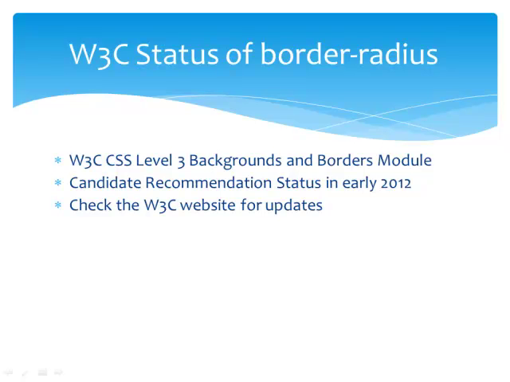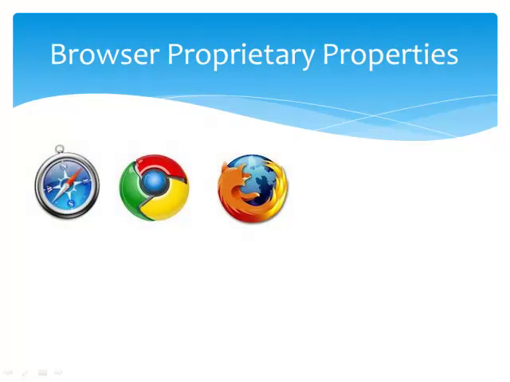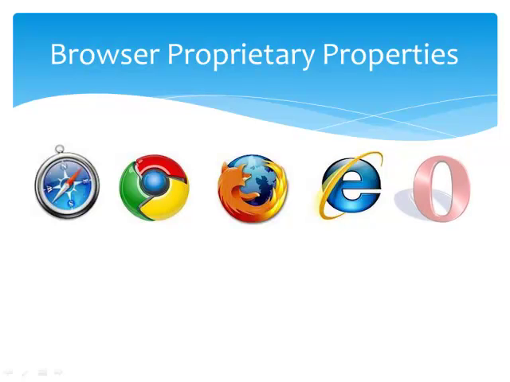When a long-awaited property is not yet official, it's common for the developers of browser rendering engines to create their own proprietary properties. Safari and Chrome browsers support the WebKit prefix, Firefox supports the Moz prefix, Opera supports the O prefix, and Internet Explorer supports the MS prefix. Safari, Chrome, and Firefox were early adopters of their proprietary border radius properties. Internet Explorer did not support border radius at all until version 9 and adopted the W3C syntax. Opera supports the W3C syntax.